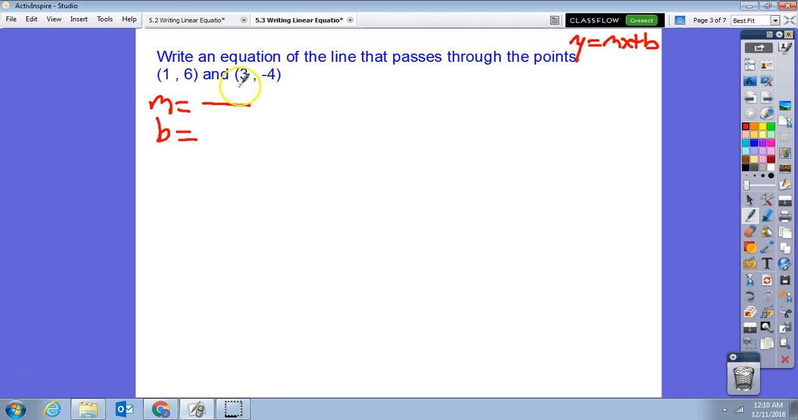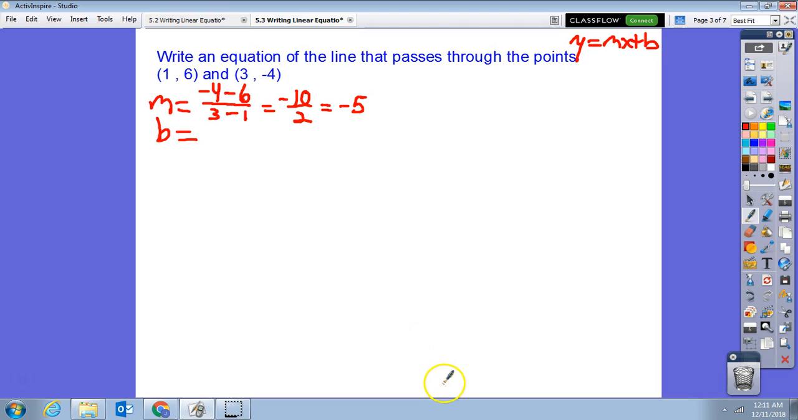You can do y2 minus y1 over x2 minus x1. What is negative 4 minus 6? Negative 10. What is 3 minus 1? 2. Negative 10 divided by 2 is negative 5.